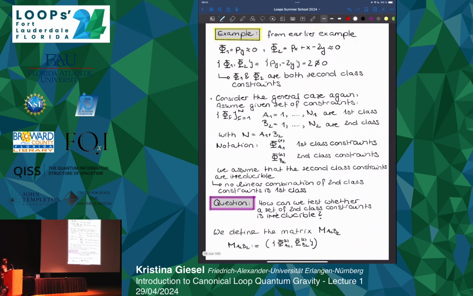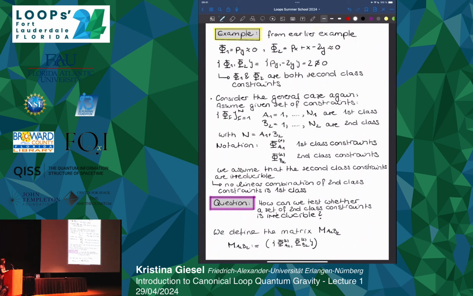So in our example, when we go back to our Lagrangian, we have these two constraints, primary and secondary. We can compute their Poisson bracket, and we see it's equal to 2, which is definitely non-vanishing on the constraint hypersurface. So from the classification, we would just follow that these are second-class constraints.